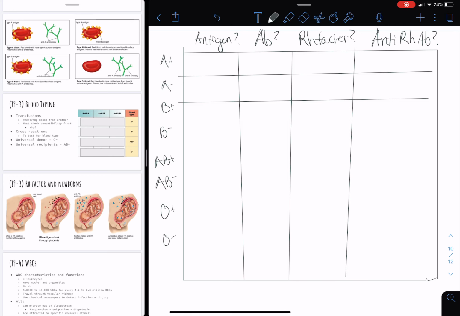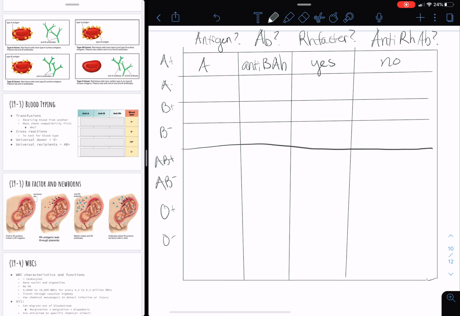Okay. All right. So like an A plus blood type, is it going to have an antigen? Yes, it's going to have A antigens. Is it going to have an antibody? Yes, it's going to have an anti-B antibody. Is it going to have an Rh factor? Yes, because it's positive blood type. Is it going to have an anti-Rh antibody? No, because it's plus type and we don't want to attack itself. What about like B plus blood type?